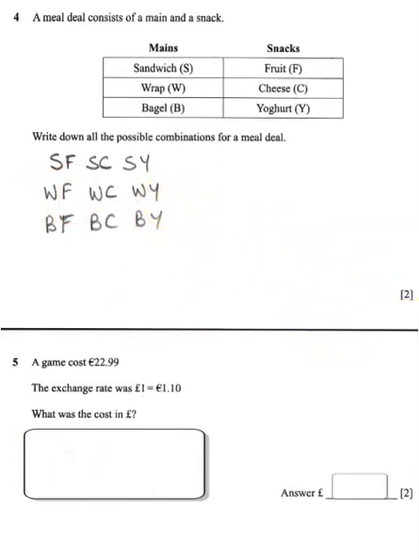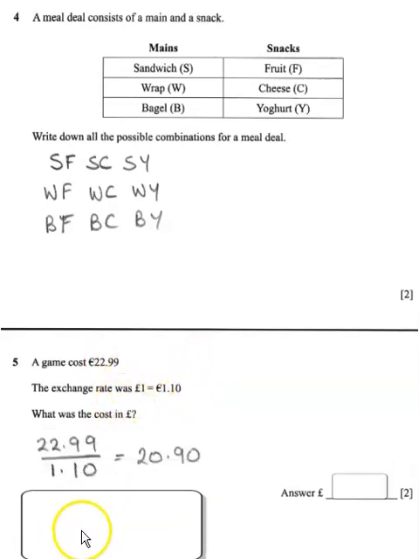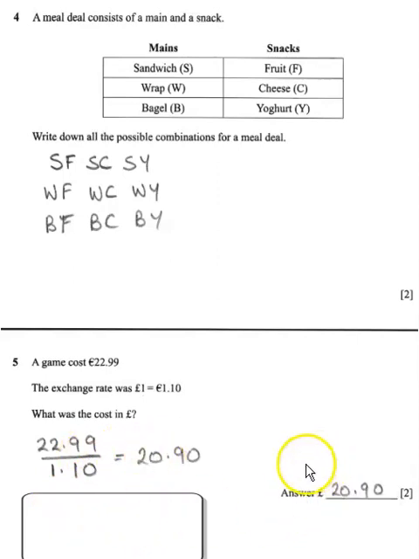So question 5, it says a game costs €22.99. The exchange rate was £1 equals €1.10. What is the cost in pounds? So we've got €22.99 and we've got €1.10. So for the same units or same currency, on this one we just divide to get it into pounds. So we do 22.99 divided by 1.10 or 1.1, and that would be £20.90. So the final answer is £20.90.